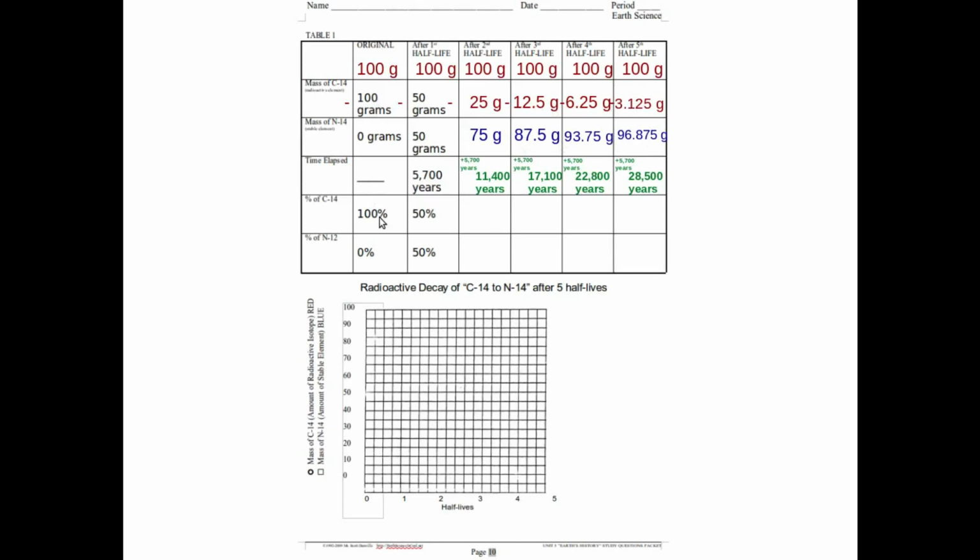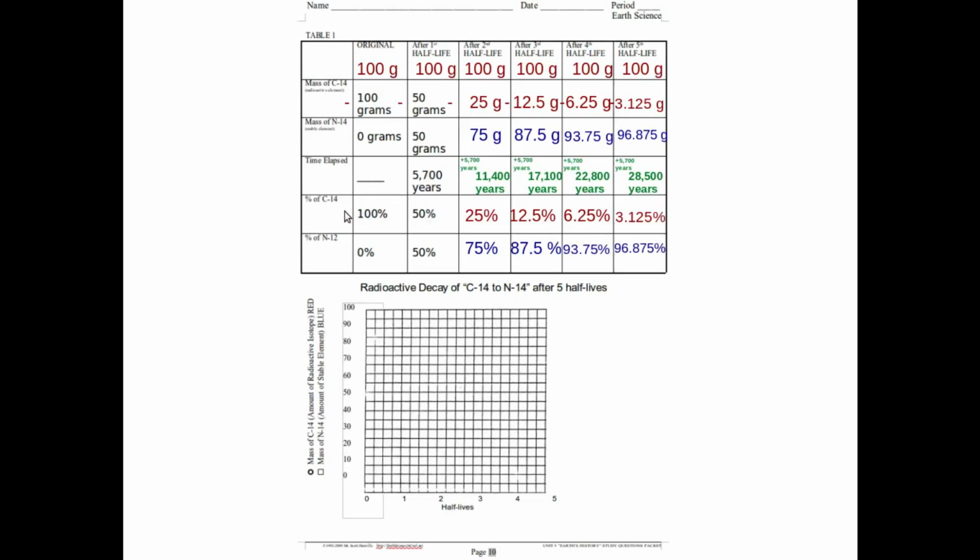And so 100% divided by 2 is 50%. And then 50% divided by 2 gives us 25%. Now to find the complement of that, in this case, we can simply look up here and realize that that's a 75 to 25% ratio. And then we take half of 25% and we get 12.5% and 87.5%, 6.25% and 93.75%. And lastly, 3.125% and 96.875%.